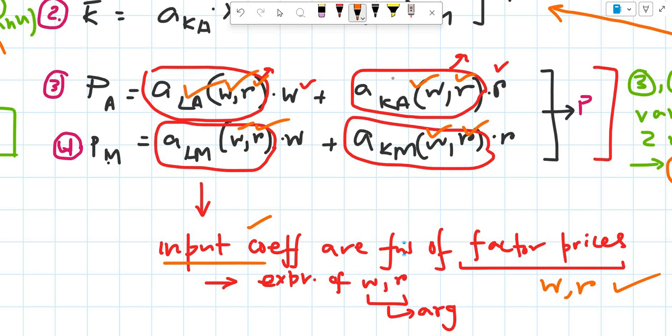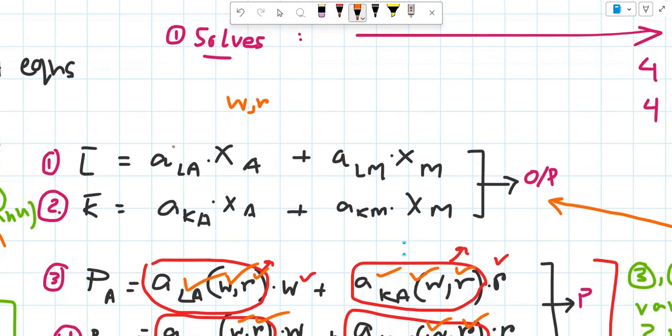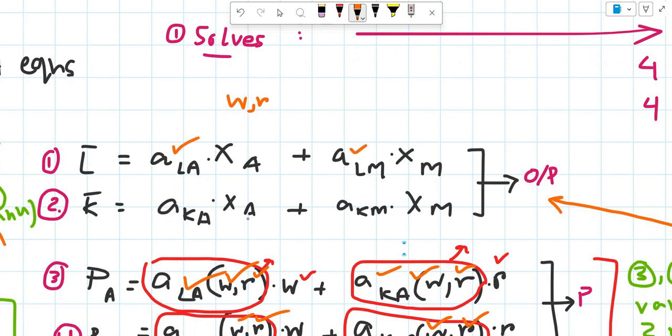That means you know ALA, AKA, ALM, AKM. If you know those, you know these four are the same things, right? So if you know W and R, you know all these. So that means once you solve equations 3 and 4, this becomes known, this becomes known, this becomes known, and this becomes known.